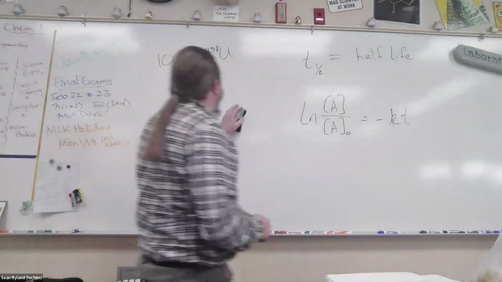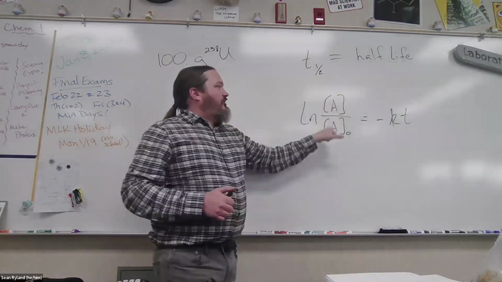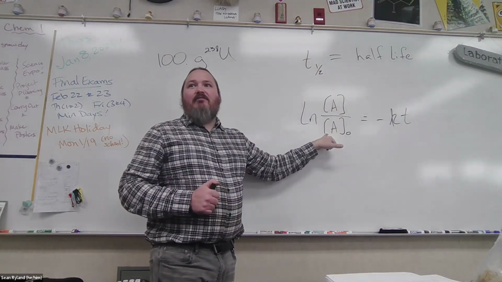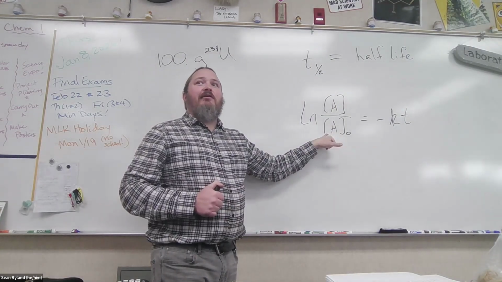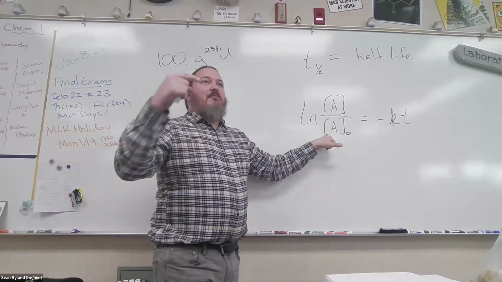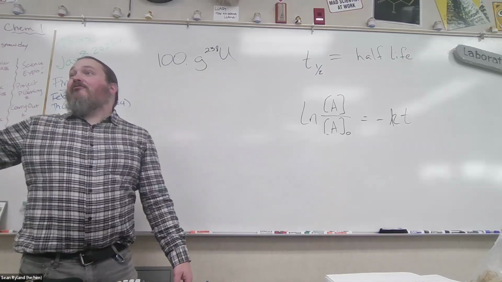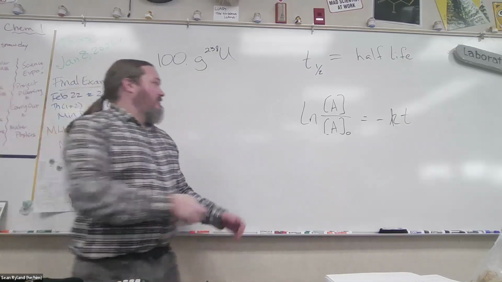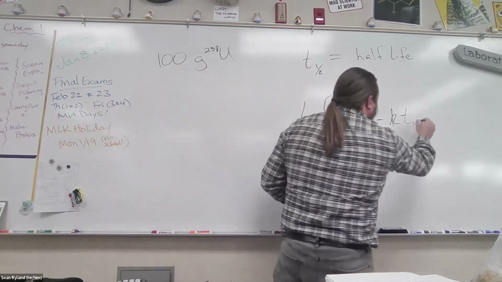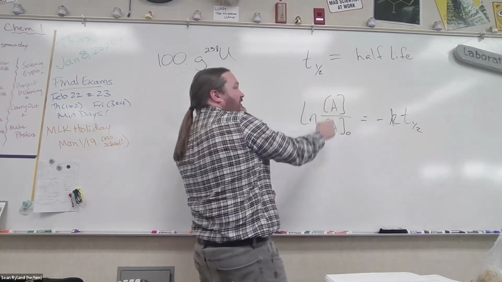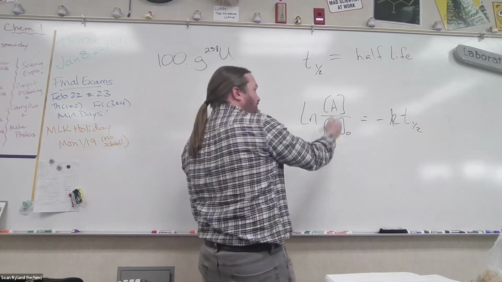All right. If we know what the half-life is, what do we know about this ratio at the half-life? What is the definition of the half-life? The time it takes to decay to what? Half of what you started with, right? So in other words, when that's the half-life, A is half of A naught. A naught is the initial amount.